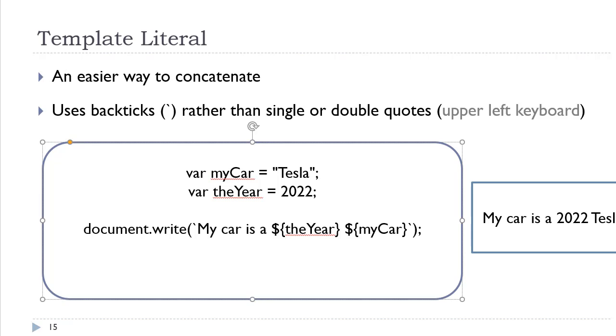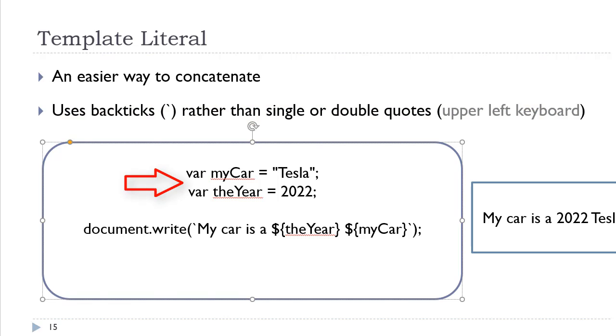In JavaScript, we also have what is called a template literal. This is an easier way to concatenate. A template literal uses the backtick character. It does not use the single or double quotes. The backtick character is located on the upper left keyboard underneath the escape key.